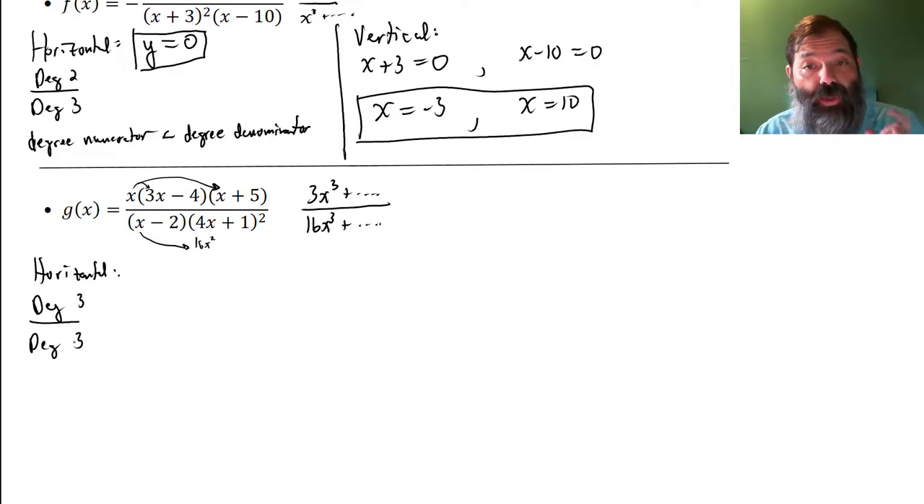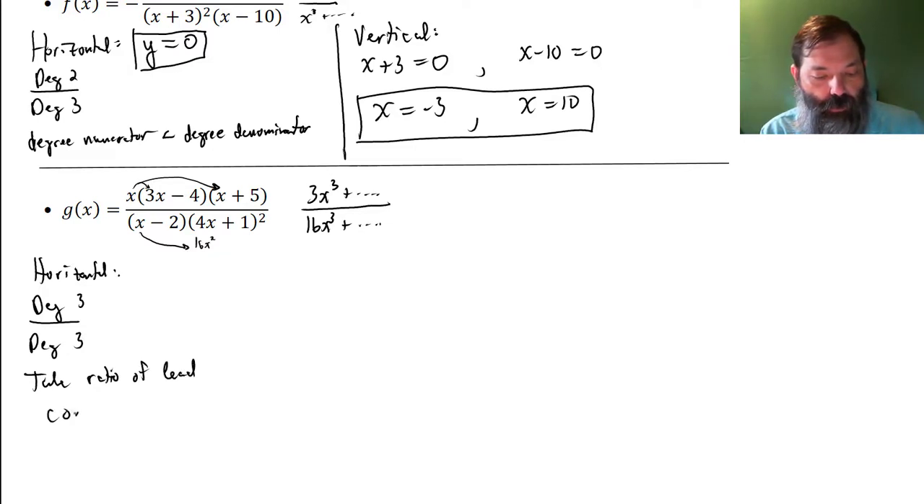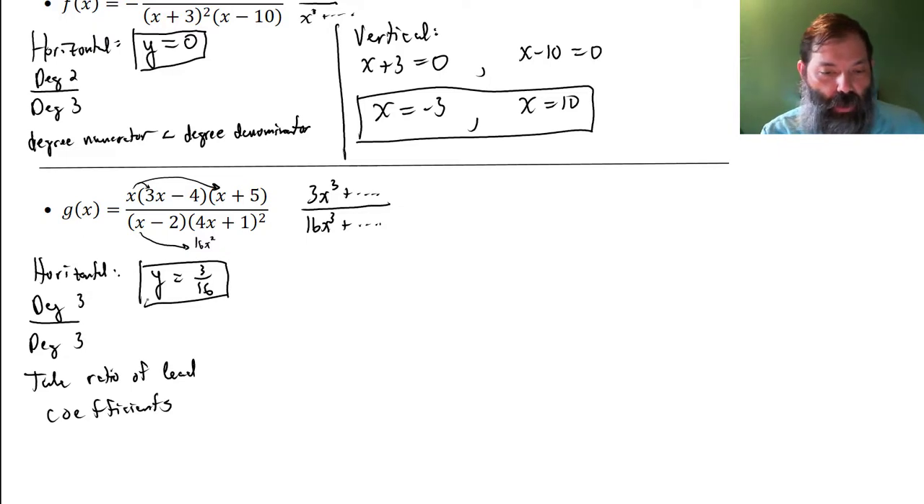Since the degrees are the same, I take the ratio of the lead coefficients. So for my horizontal asymptote, I'll take the ratio of the lead coefficients. So my horizontal asymptote will be at y equals 3/16. Where again, I'm just taking the ratio of the lead coefficients, the 3 and the 16.